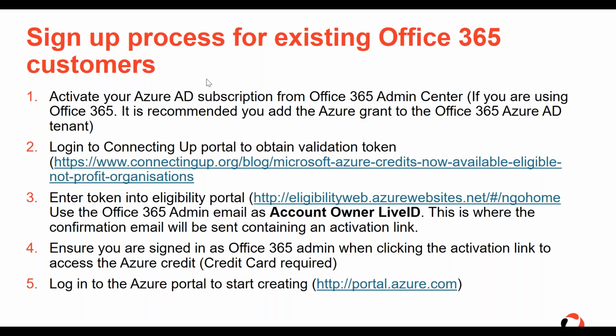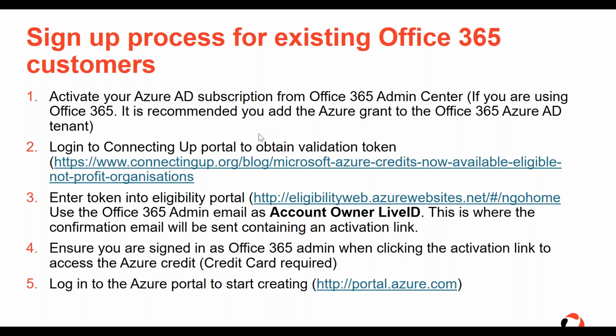Once you've activated your Azure AD subscription through the Office 365 Admin Center, you can then log into the Connecting Up portal and obtain the TechSoup validation token. Once you've gained that token, and I believe it's like a 32-character random string of text, you then visit the eligibility portal, which Matt has linked there, and enter your token. Once you enter your token, you will be asked to enter an account, a Live ID, so the old Windows Live ID, as an account, which is where the activation links are actually sent to. Our recommendation, again, now that you've activated your Azure AD subscription, is that you use your Office 365 tenant admin email address as that Live ID, rather than simply creating a private one.